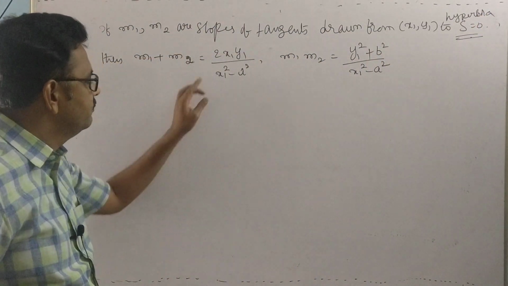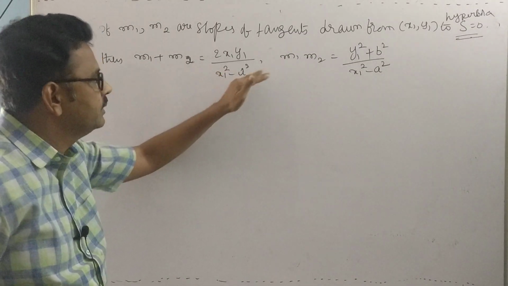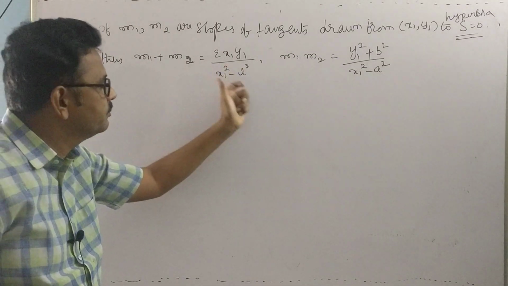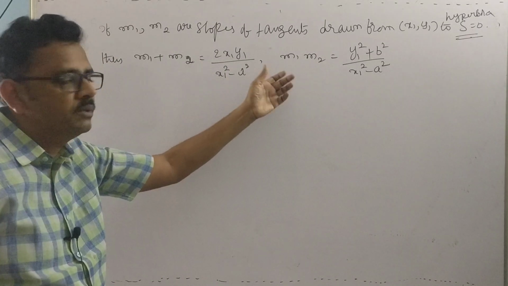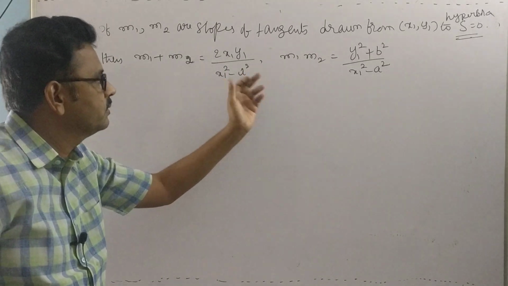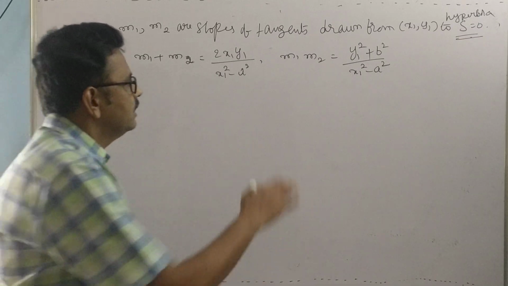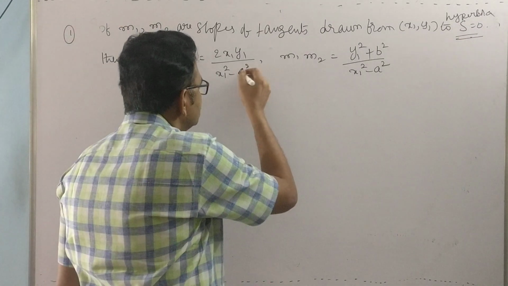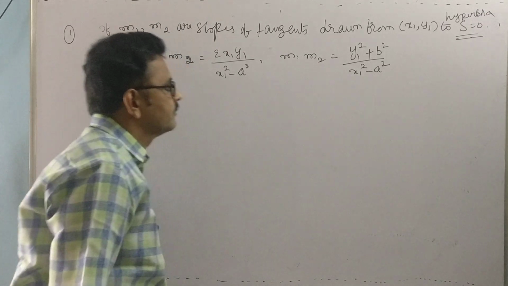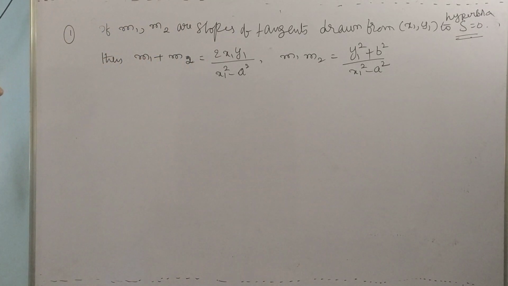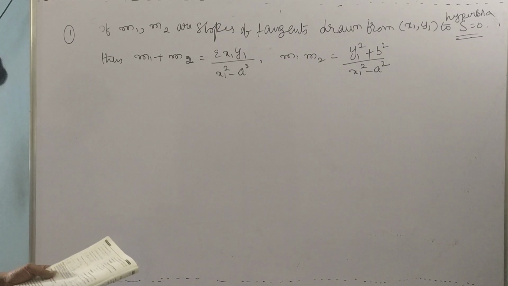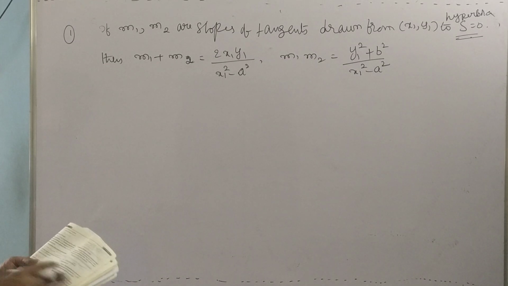So for each and everything there is a complete proof in ellipse. Once you go through the previous classes or previous videos or your notebook, everything is clear. I can give all these proofs also, but here only these are the points. m1 plus m2 equal to y1 square plus or minus b square by x1 square minus a square.